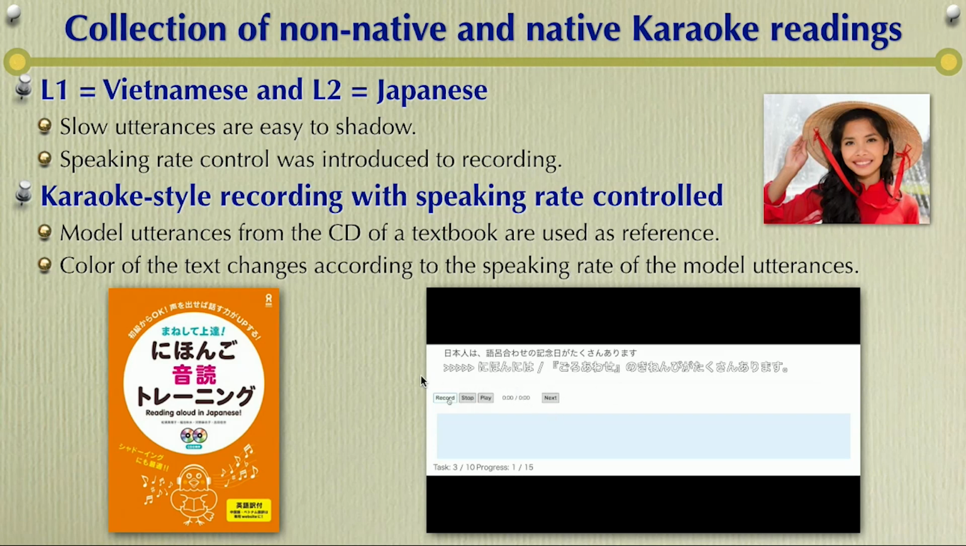Okay, not singing, karaoke style recording software. Yeah, so the Vietnamese learners of Japanese have to read this sentence, okay? But the speaking rate is specified from the audio CD of a textbook of Japanese.